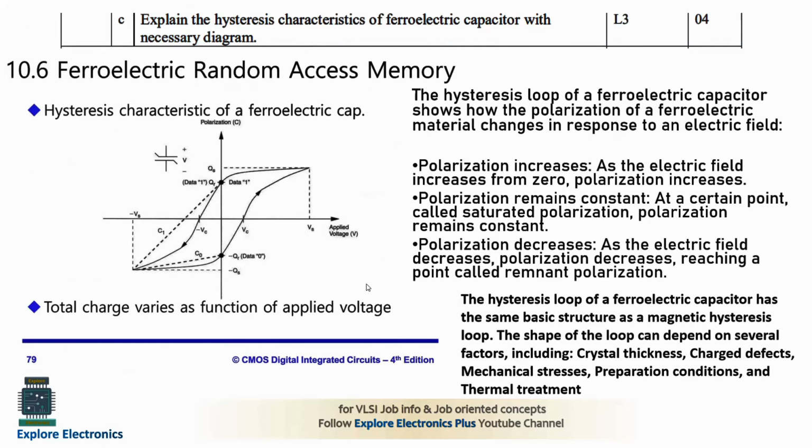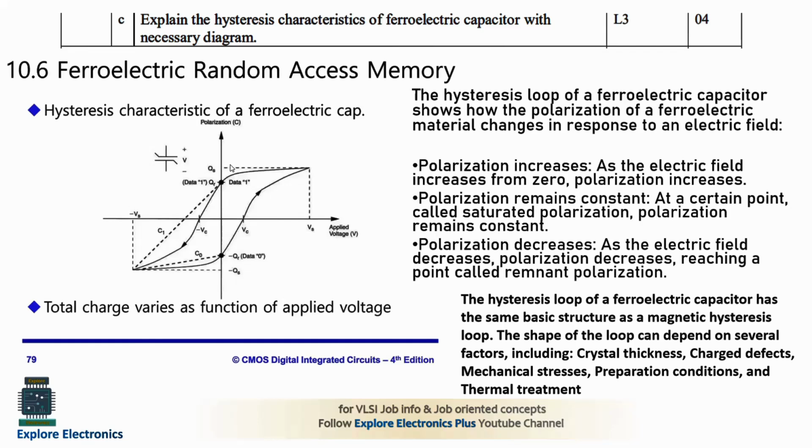And then, explain the hysteresis characteristics of a ferroelectric capacitor with a necessary diagram. The ferroelectric RAM, that is random access memory, here they have asked to write the characteristics. It means the hysteresis characteristic says how the polarization of that material changes with respect to the electric field. You can see here on the x-axis we have the applied voltage, and on the y-axis we have the polarization. And these points indicating QS, QR are the different values of the charge.